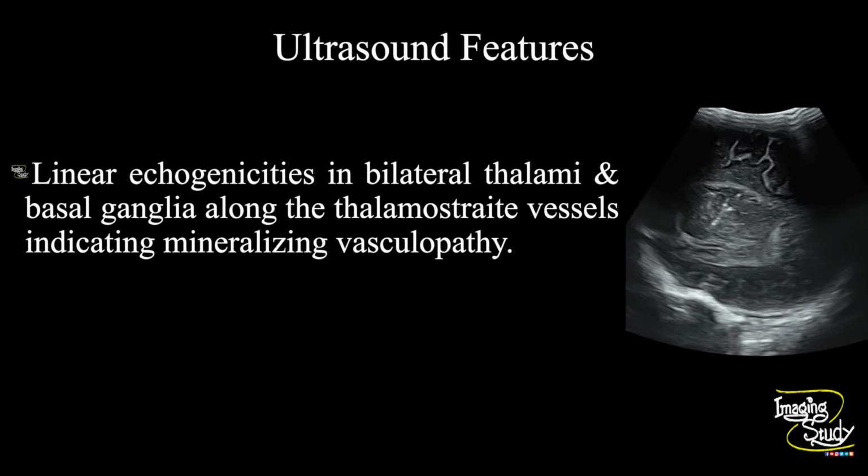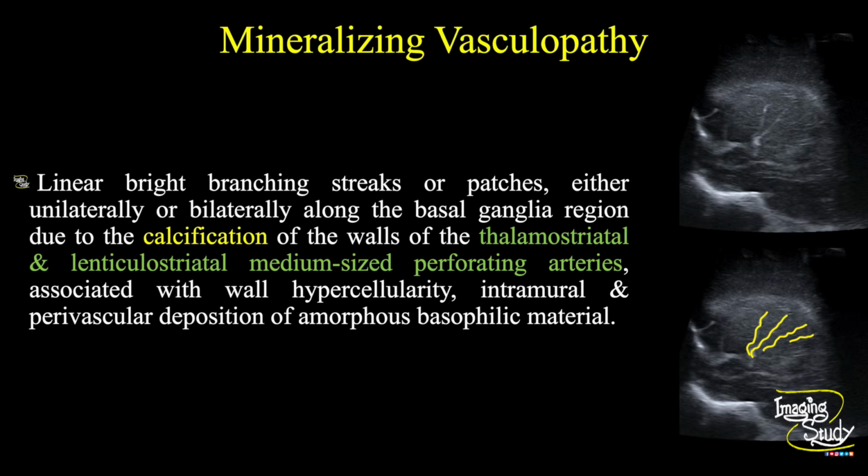So in summary, linear echogenicities are seen bilaterally in the thalami and basal ganglia regions along the thalamostriate vessels, indicating mineralizing vasculopathy. Now the take-home message.